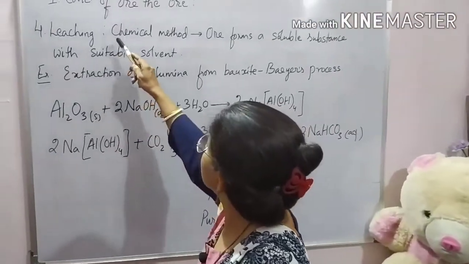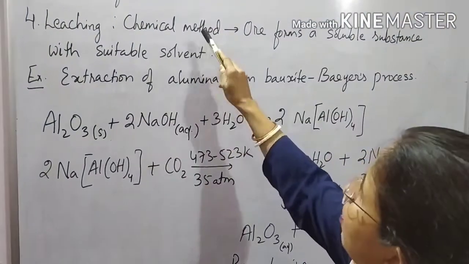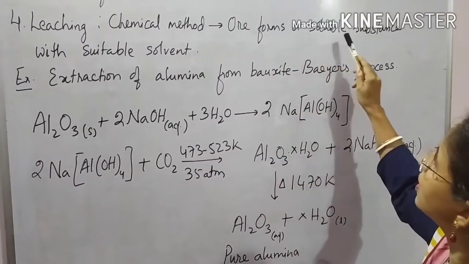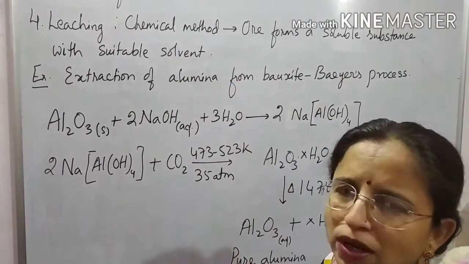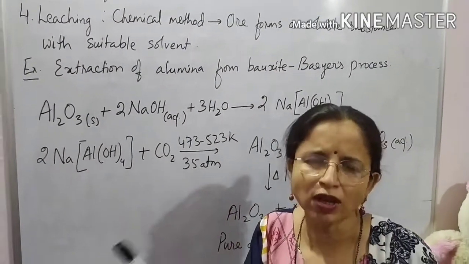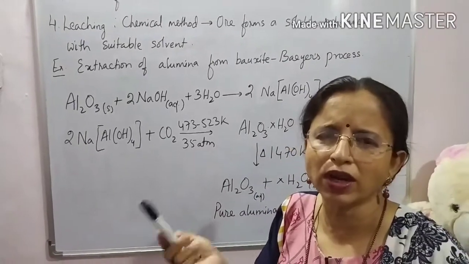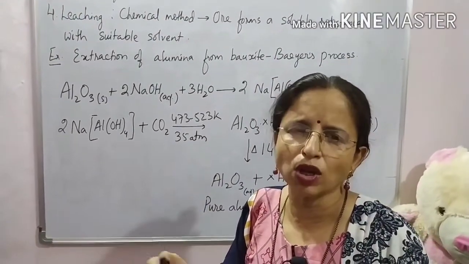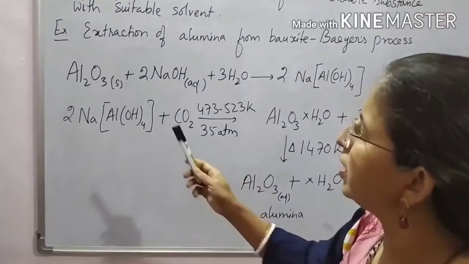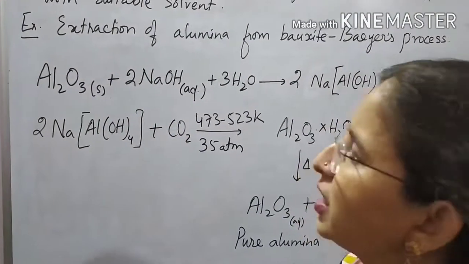So the fourth method of concentration is leaching. Leaching is a chemical method which is based on whether the ore forms a soluble substance with a suitable solvent. When we dissolve the ore in some solvent system, if it is able to dissolve and forms some soluble complex, then only this method is followed. For this method, two extractions are explained.